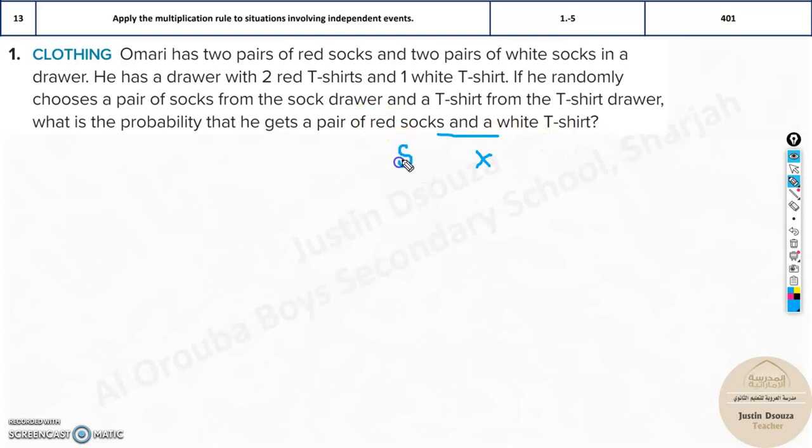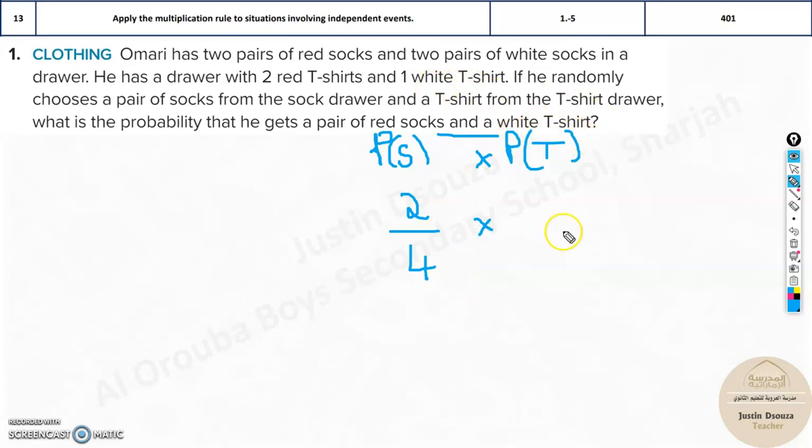Here, let's learn about socks and then the probability of t-shirt. So, P of socks, probability of socks, and then probability of t-shirt. Which socks are required? Red socks. How many red socks are there? Two red socks and two white socks. So, two red socks out of how many total socks? 2 plus 2 is 4. So, favorable outcome, red socks, is 2. Total outcomes are 4.